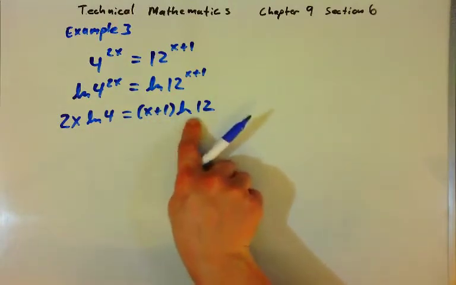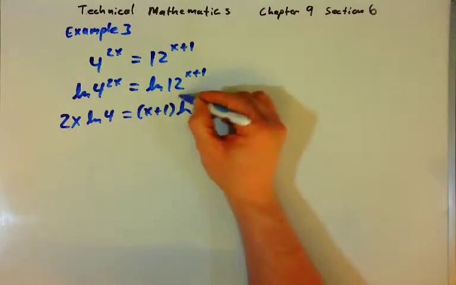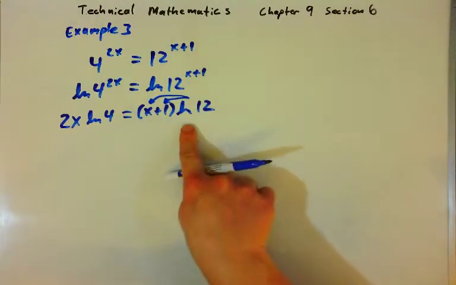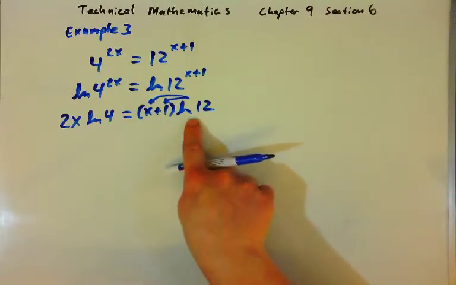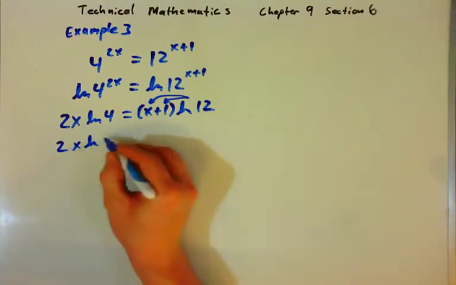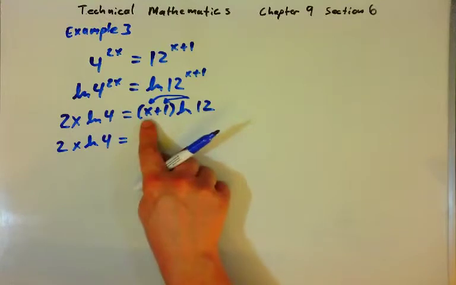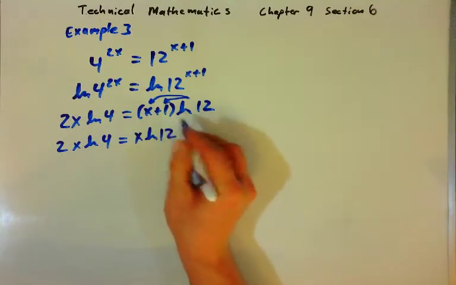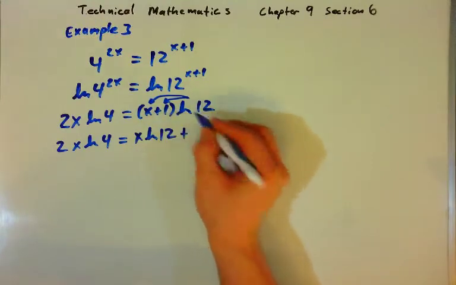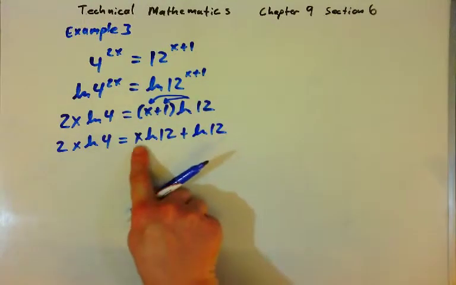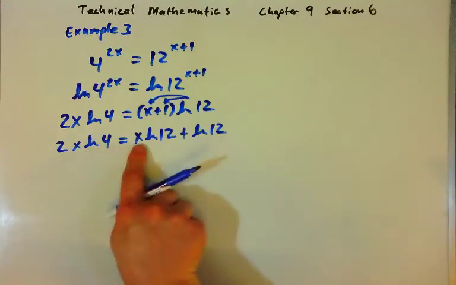And so anytime you see a problem like this, you should be thinking distributing. You should be thinking that you need to distribute. So the natural logarithm of 12 distributes into the parentheses. We'll have 2x ln 4 is equal to x ln 12 plus 1 times ln 12, which is just ln 12. Now the x is no longer in parentheses, neither is this one.